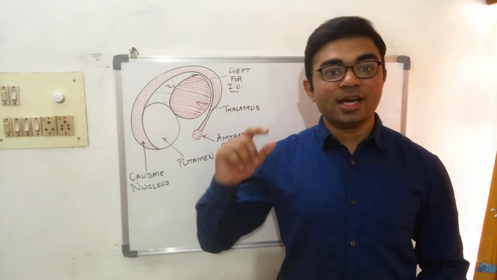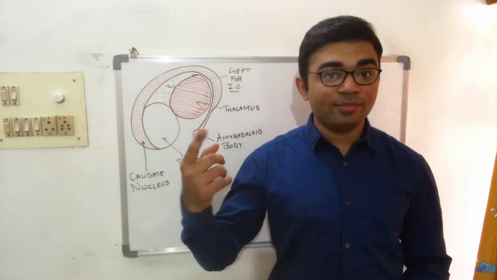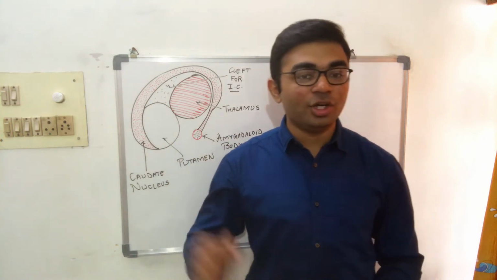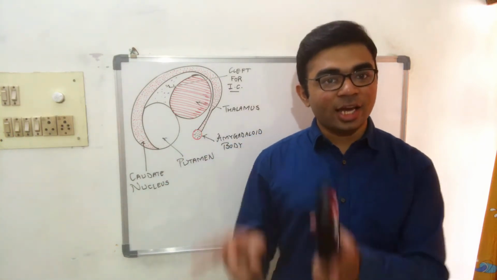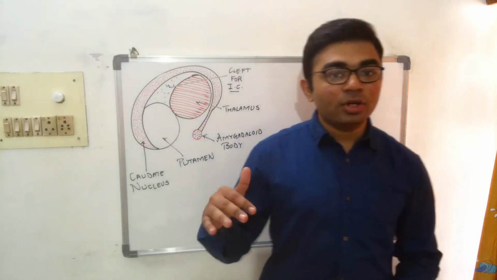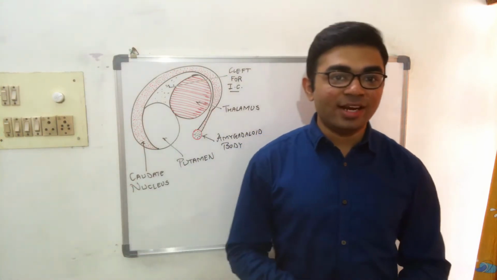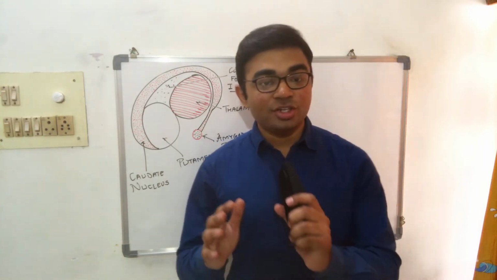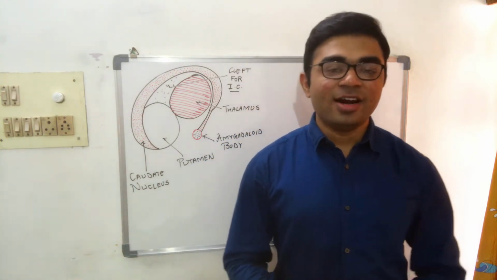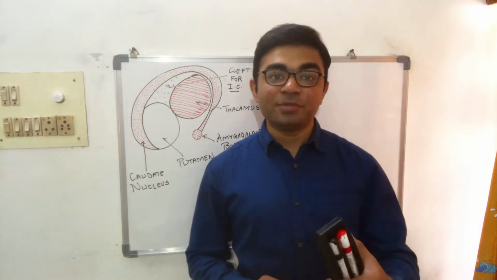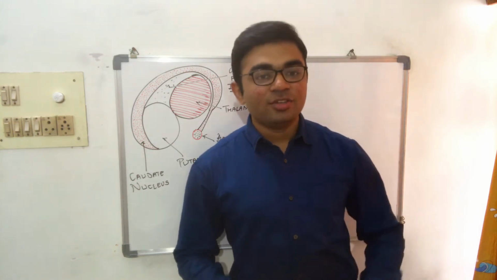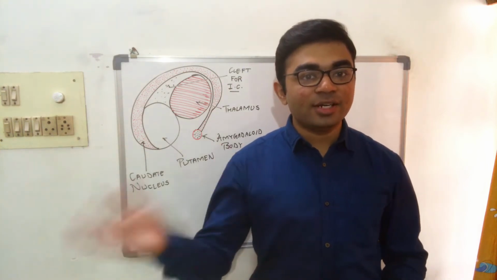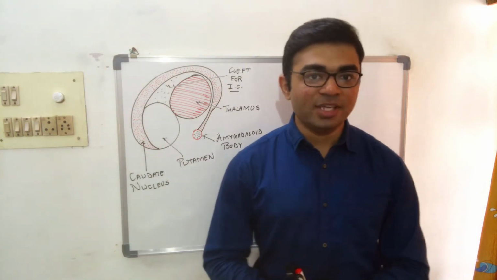Let me revise it. First is the corpus striatum. Corpus striatum has two portions, that is the caudate nucleus and the lenticular nucleus. Lenticular nucleus is again divided into two: the outer portion, that is the putamen, and the inner one, that is the globus pallidus. Second component is the substantia nigra, which is a mass of grey matter, and the third component is the subthalamic nucleus of Leys. So I hope the components of the basal ganglia are clear to you. Now let's jump to the functions of the basal ganglia.